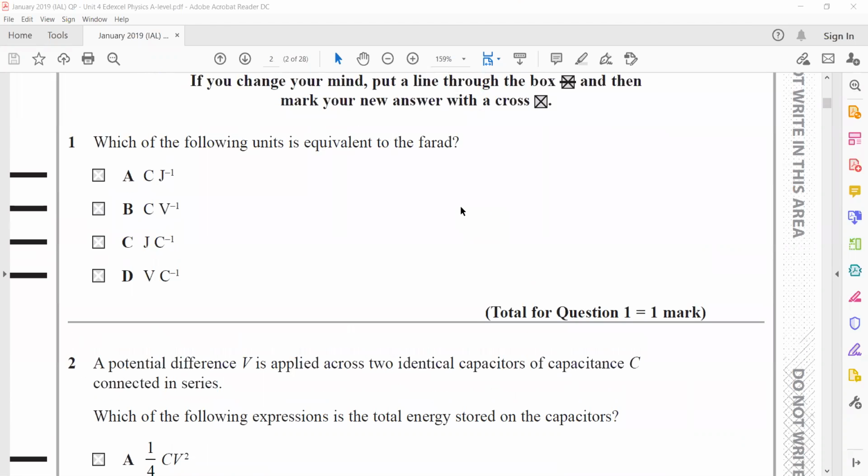Okay, question number 1. Which of the following units is equivalent to farad? Farad is a unit of capacitance. What could be the answer? We are discussing electric field questions. You can mention your answer in the chat.